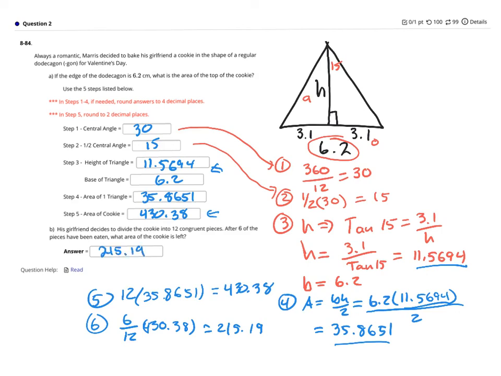Now, remember, your numbers are going to be a little bit different. This 6.2 is probably going to be different than what you have, and the number of pieces that were eaten might be different. So make sure you use your numbers when you're answering this question.